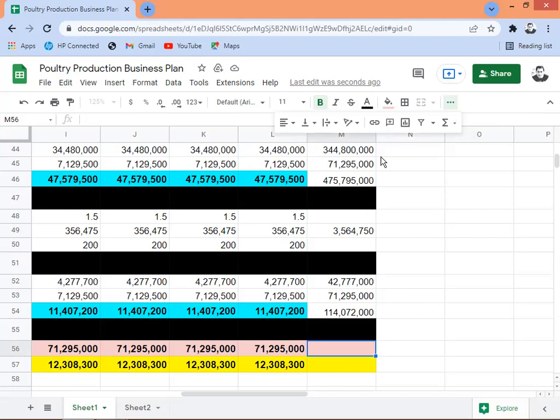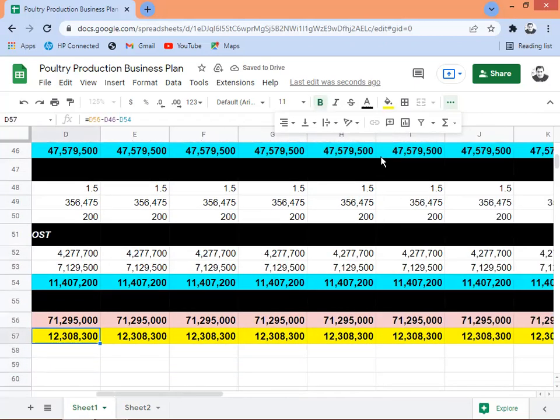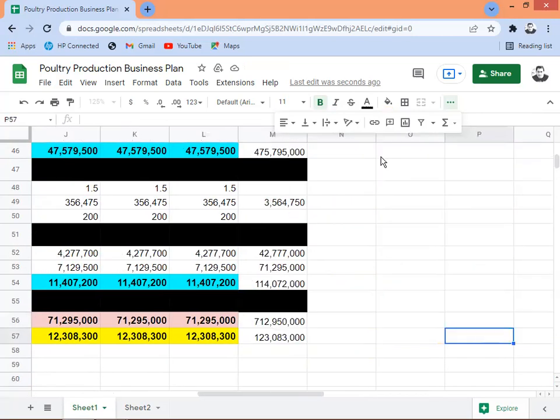And then for the gross revenue, this is the most exciting part of the business plan. In business planning you're getting the gross and the net profit. So for the gross and the net profit, it is 712 million for the gross, 750, and the profit would be 123 million for the 10 houses that you utilize for the growing of the chicken. So in 1 year, you're going to earn 123 million for the 10 houses.